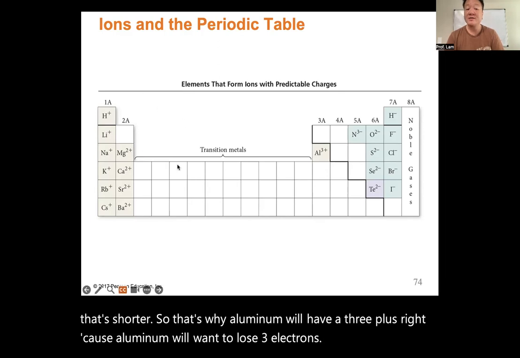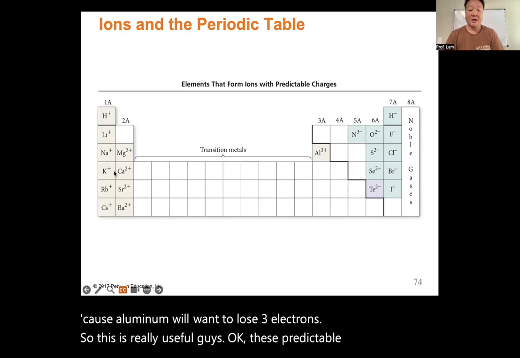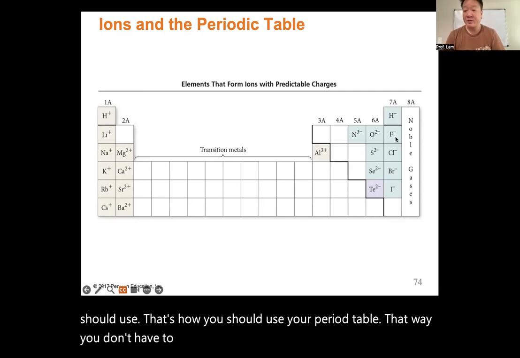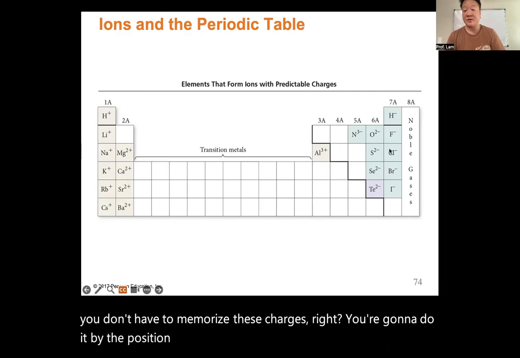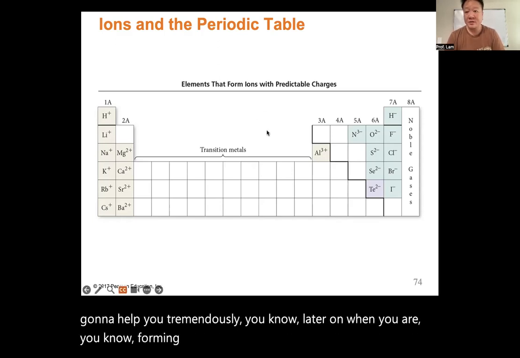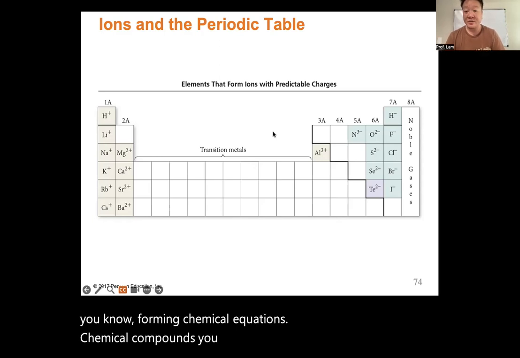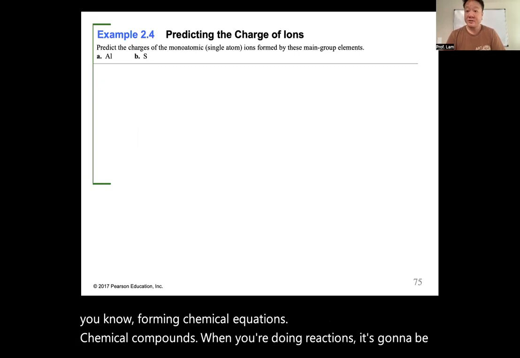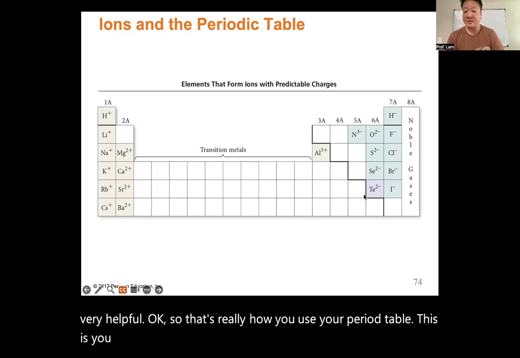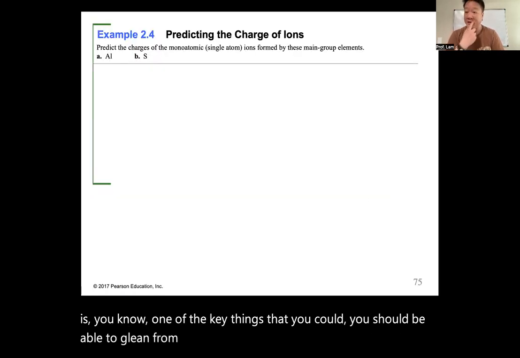So this is really useful, guys. These predictable charges, that's how you should use your periodic table. That way you don't have to memorize these charges, right? You're going to do it by the position of these elements on the periodic table, and it's going to help you tremendously later on when you are forming chemical equations, chemical compounds, when you're doing reactions. It's going to be very helpful. So that's really how you use your periodic table. One of the key things that you should be able to glean from your periodic table is the charge. All right. So let's do these problems.